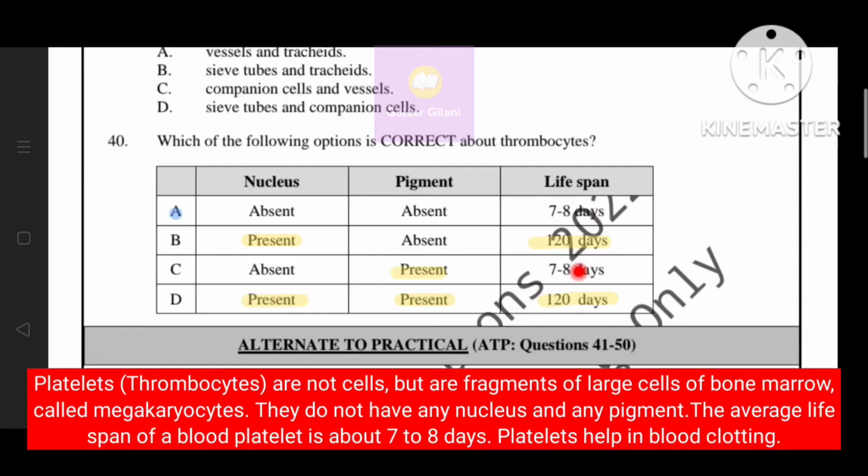A और C शॉर्टलिस्ट हो गए. न्यूक्लियस भी एब्सेंट होता है और पिगमेंट भी एब्सेंट होता है. हमारे सारे करेक्ट आंसर ऑप्शन A में थे. दैट्स वाई A इज द करेक्ट आंसर. दैट इज न्यूक्लियस एब्सेंट, पिगमेंट एब्सेंट, लाइफ स्पैन 7 to 8 days.